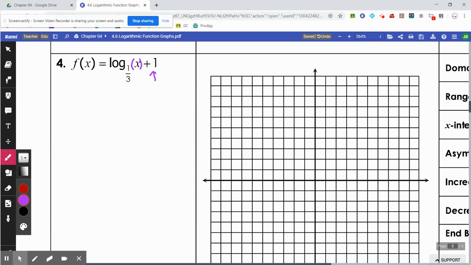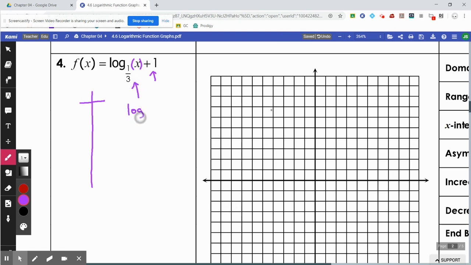Again, I'm just going to graph it by plugging in some values. We're just going to plug some x values in. And if you're careful which x values you plug in, it makes this a little bit easier. But I am going to show you, if you're not careful, how do you find log base 1/3 of x?